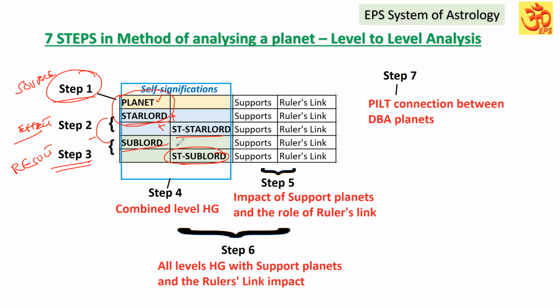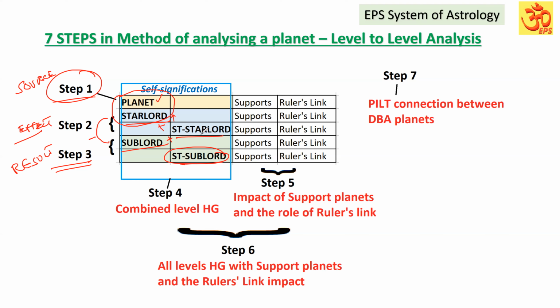That sublord strength can be further increased or decreased by the star lord. So that way, the combined level of the star lord and sublord has to be studied. In addition to that, we can also look into the impact of the star lord of the star lord and the sublord. Because while you are studying all levels, the consequent levels, star lord of the star lord, then comes the sublord. So if the star lord of the star lord is favorable and the sublord is also favorable, it is going to be more favorable.